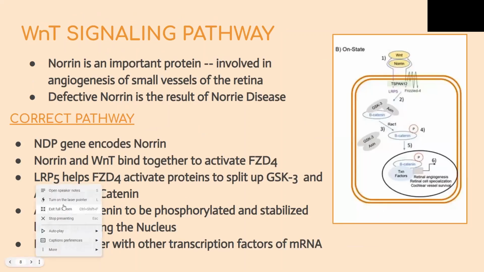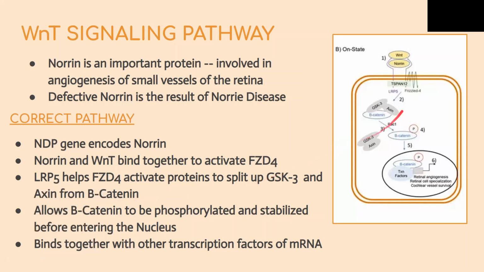The WNT pathway starts when the NDP gene encodes norrin. Norrin is a protein that is involved in the formation of new blood vessels of the retina. This protein binds with WNT, a ligand that's important for cell growth, and activates FZD4, a receptor. LRP5 provides instructions for making proteins and helps FZD4 to split up GSK3 and axin from the B-catenin. The split allows the B-catenin to be phosphorylated and stabilized before entering the nucleus to bind together with other factors of the mRNA. This pathway helps develop sight and hearing.